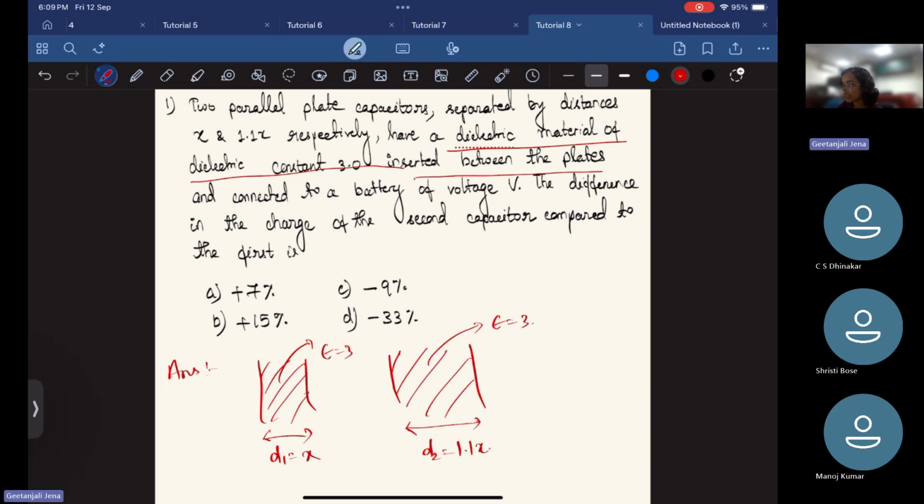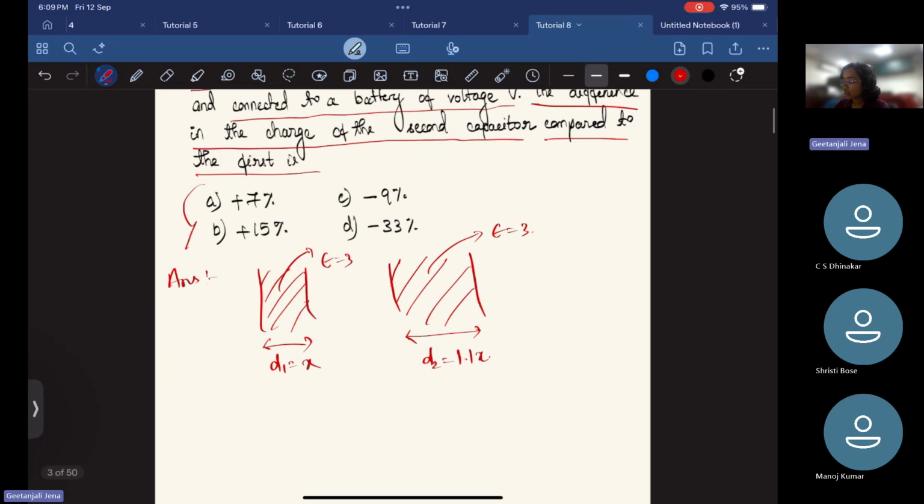A dielectric is inserted between the plates of the capacitor and connected to a battery of voltage V. You need to find the difference in the charge of the second capacitor compared to the first one. There are four options: 7%, 15%, -9%, and -33%. Let me calculate it.